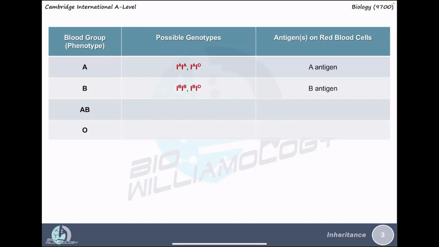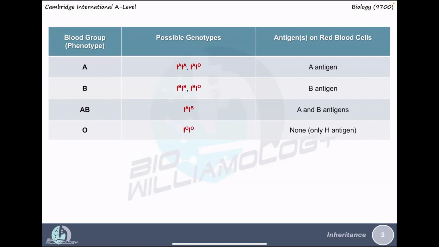How about AB? AB will be IA-IB. So the antigens on the red blood cells will be both: IA codes for the enzyme that modifies H antigen to A, and at the same time, IB codes for the enzyme to modify H antigen into B antigen. So therefore, there are two types of antigen, antigen A and antigen B, on the red blood cell. However, for blood group O, the genotype will be IO-IO because they lack the enzyme, so they only have H antigen, or we say that they don't have antigen A and antigen B.